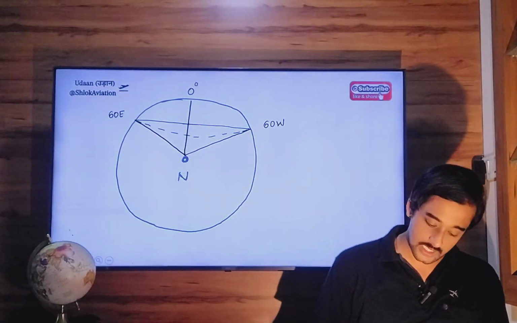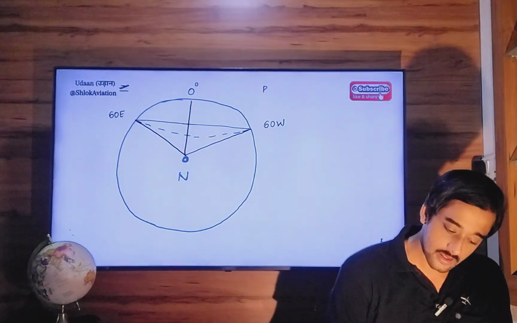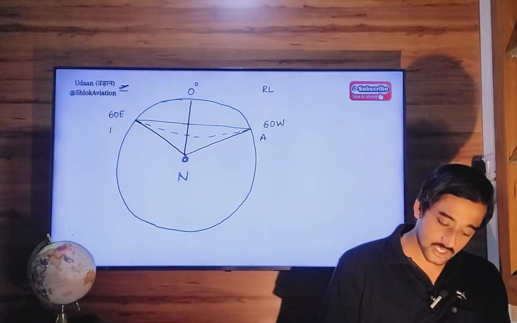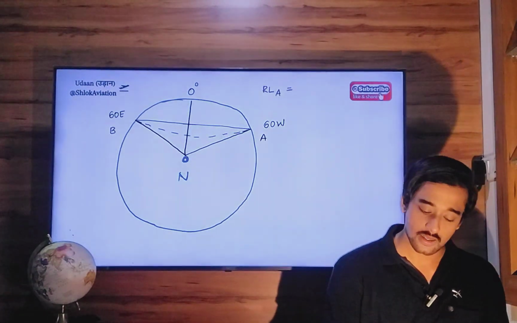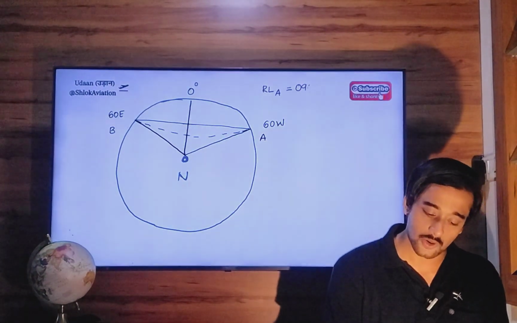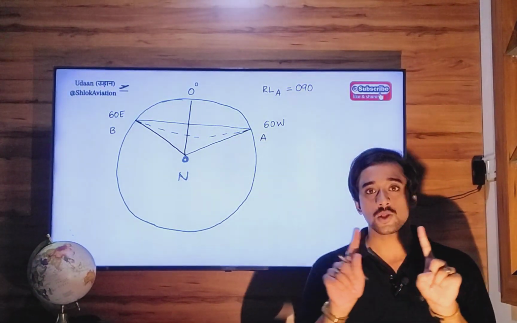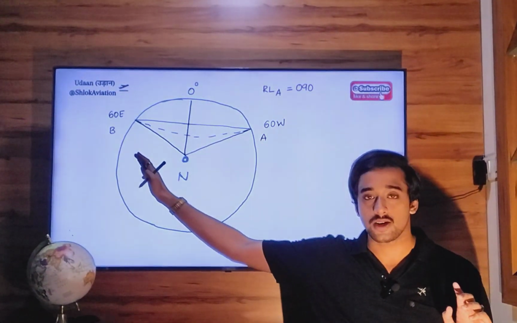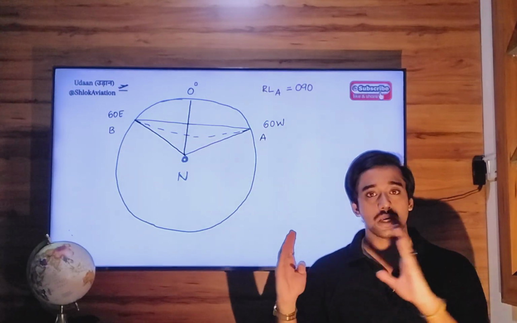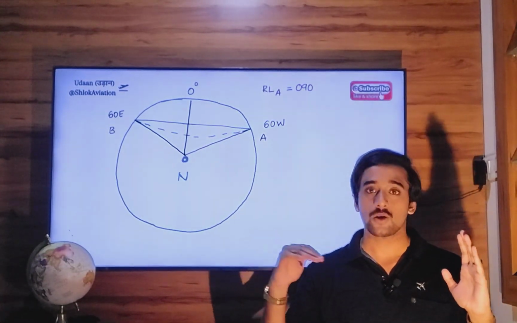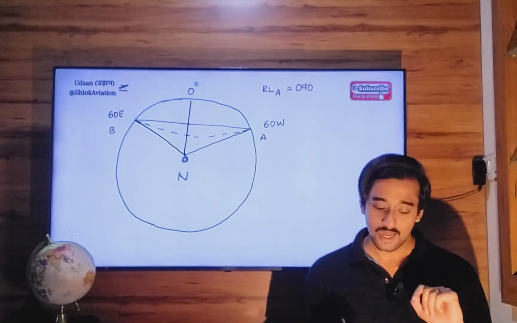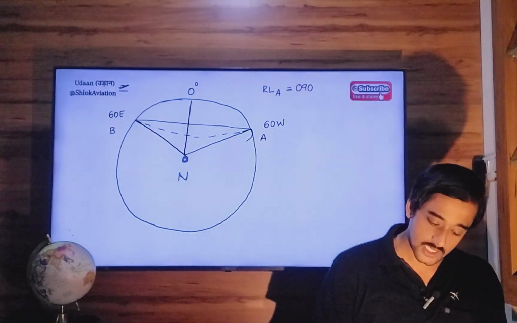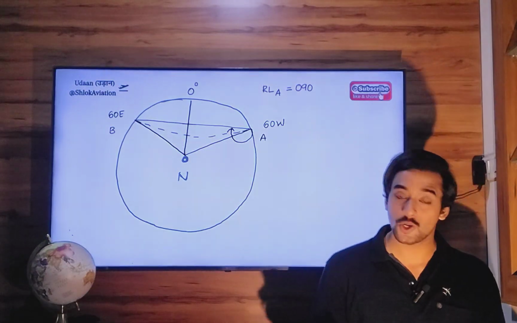Now, first things first, your rhumb line track at 60 west is point A. So your rhumb line track at point A is what? It is 090. Both locations are located on the same latitude. You're flying from western hemisphere to eastern hemisphere. So when you fly from west direction to east direction, you fly a track of 090 east. So rhumb line track at A is 090. So this complete big angle is 090.